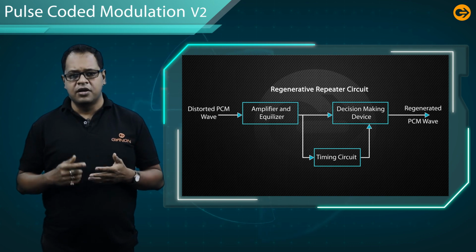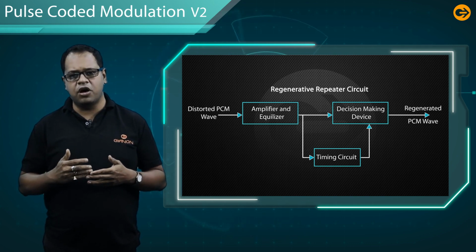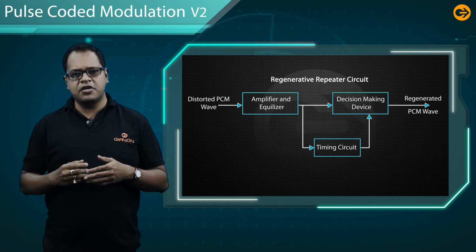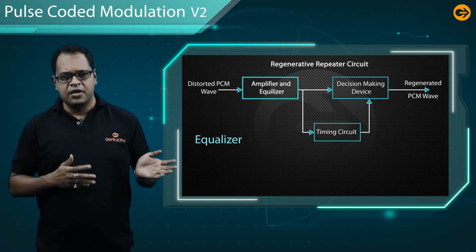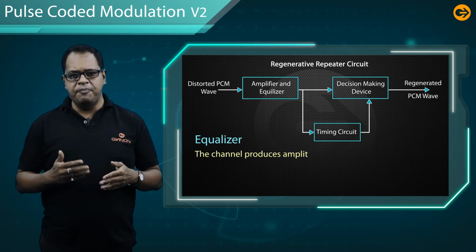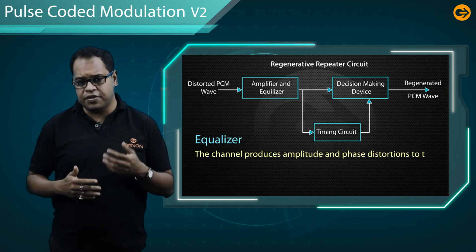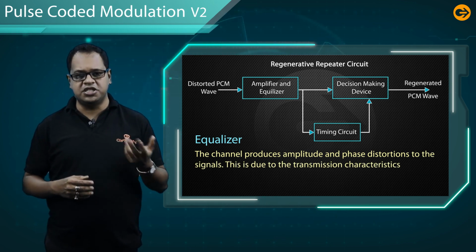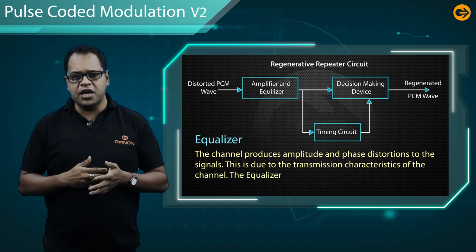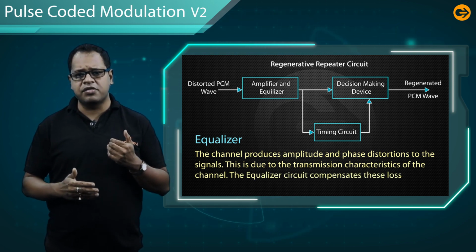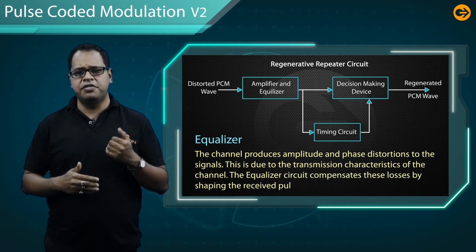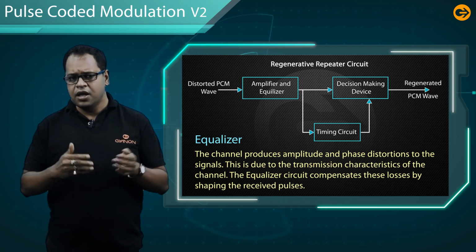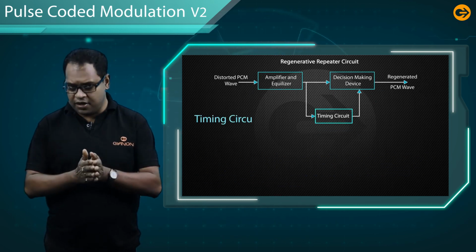Let us discuss the function of the blocks one by one. First is the equalizer. The channel produces amplitude and phase distortion to the signals. This is due to the transmission characteristics of the channel. The equalizer circuit compensates these losses by shaping the received pulses. Then the next block is the timing circuit.